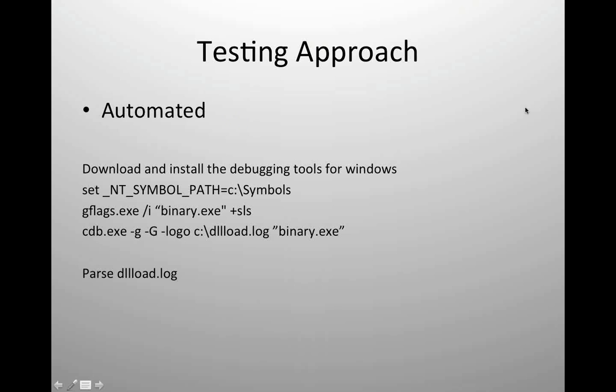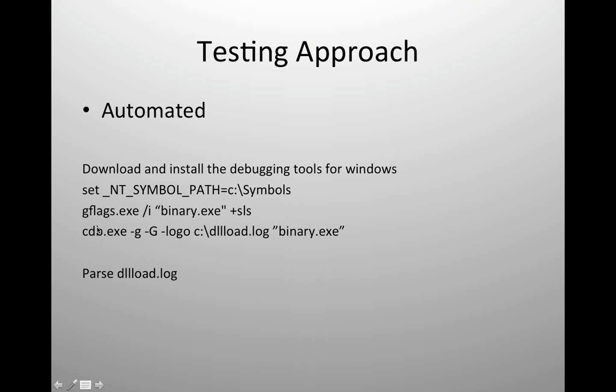The second approach is automated. There is something called Debugging Tools for Windows. We need to download and install it on Windows. It's free and comes with MSDN also. Then we need to execute a few basic commands. I'm quoting them from something I found on the web. First, set the symbol path to the directory where you have installed your debugging tools.